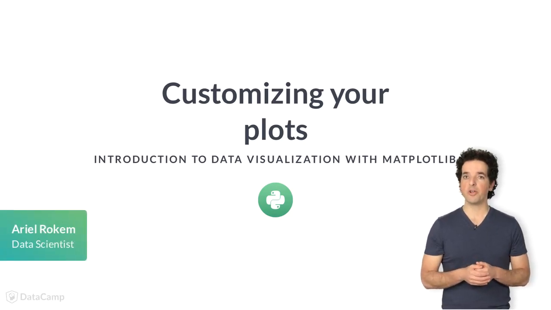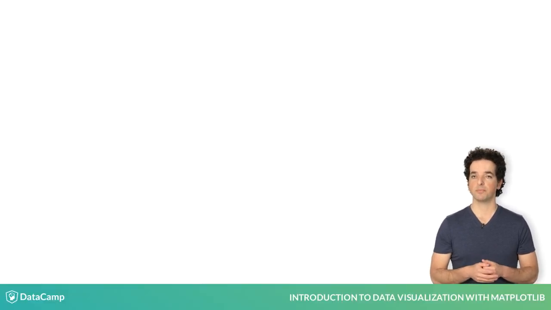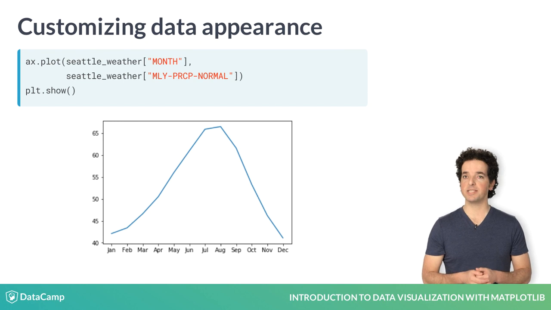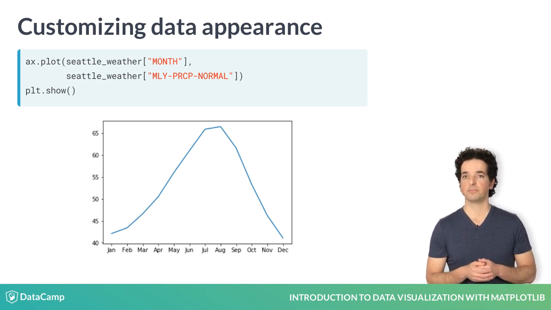Now that you know how to add data to a plot, let's start customizing your plots. First, let's customize the appearance of the data in the plot. Here is the code that you previously used to plot the data about the weather in Seattle.